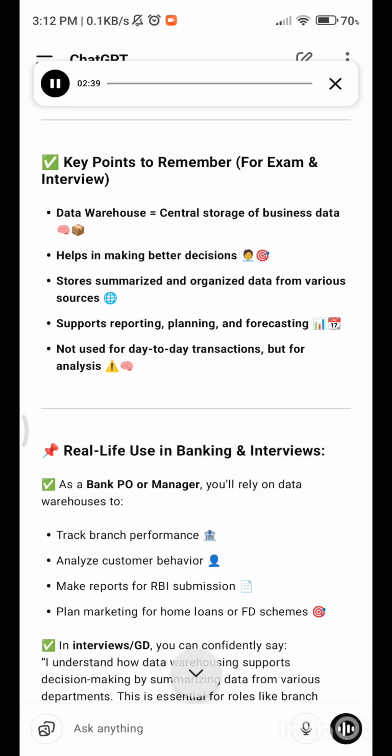Key points to remember for exam and interview: Data Warehouse, central storage of business data, helps in making better decisions, stores summarized and organized data from various sources, supports reporting, planning, and forecasting, not used for day-to-day transactions, but for analysis.